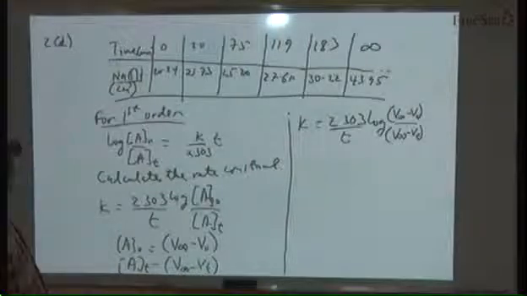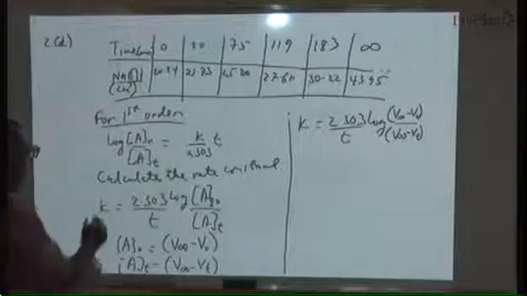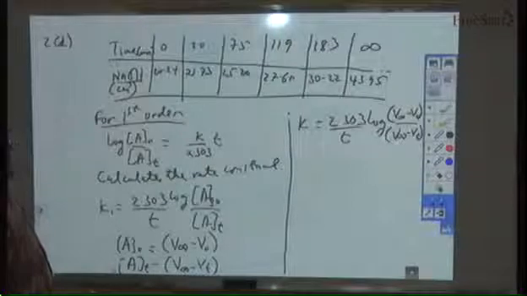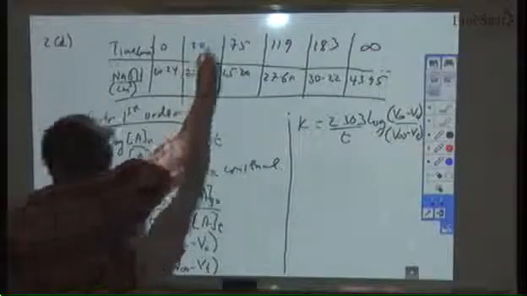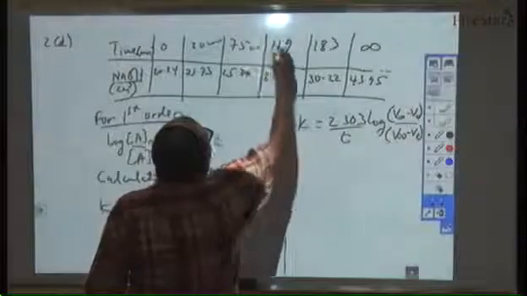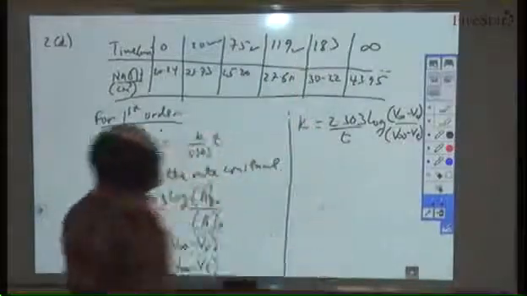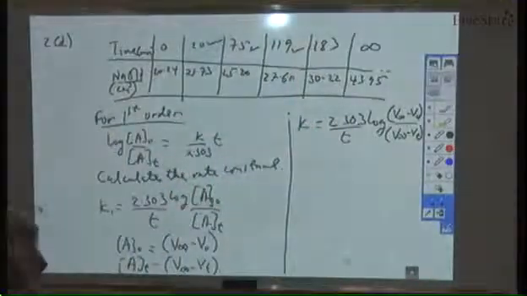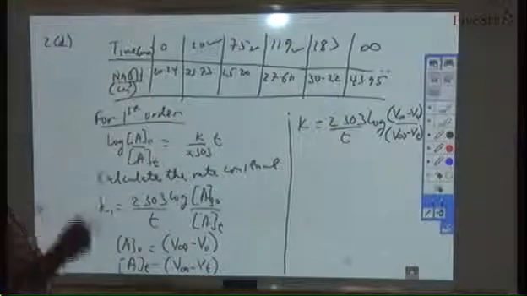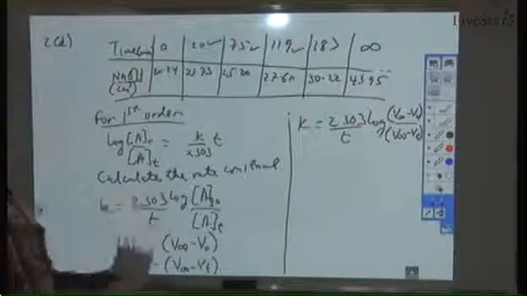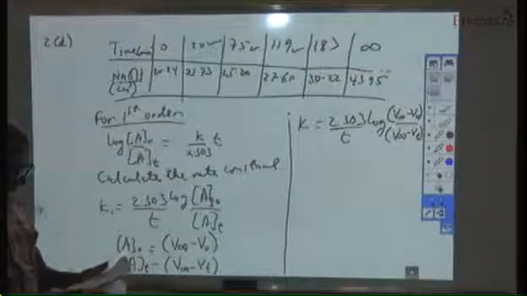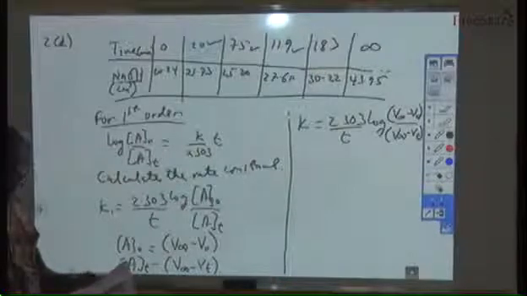We are supposed to express K at various times, at this time, at this time, at this time, at least 3 of them. And then the average of those K will give us the overall rate constant for that particular reaction.